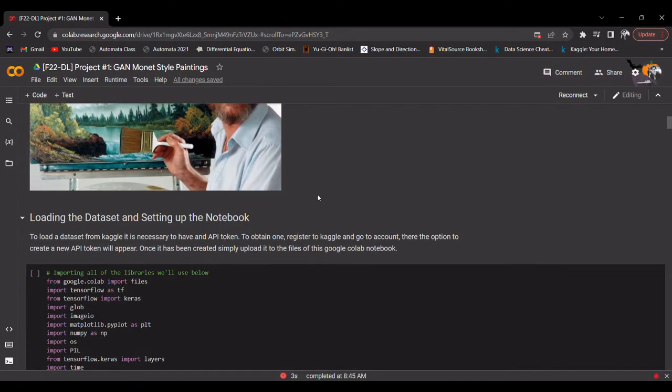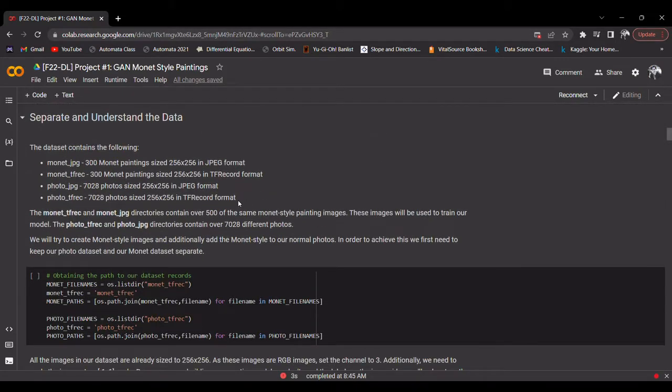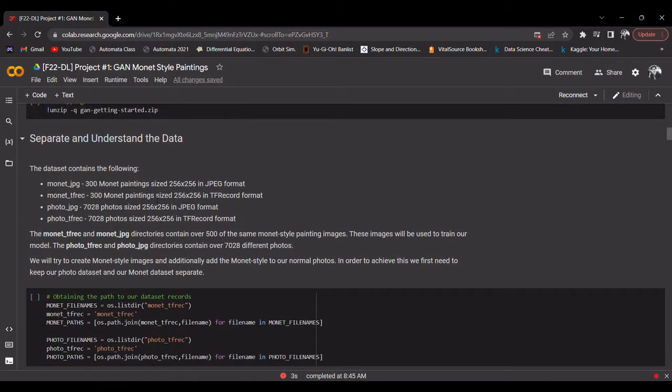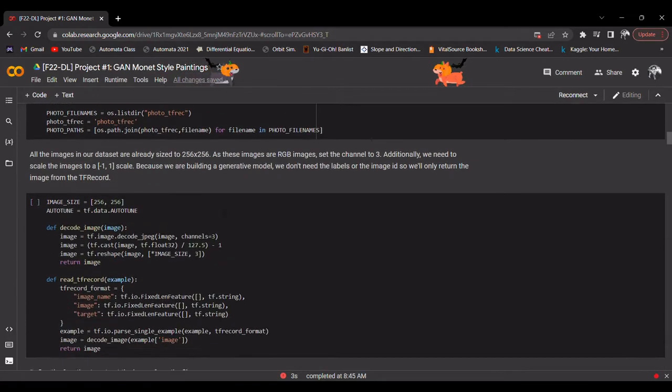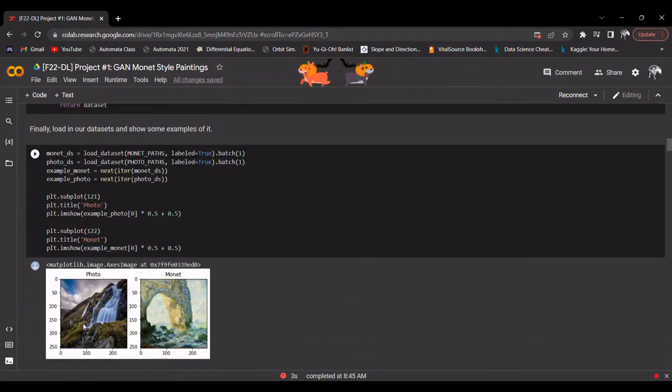Our dataset specifically consists of 300 Monet paintings size 256 by 256, and then also 7,028 photos in the same size. And essentially, these are the styles that we're applying to these 7,000 images. That's the objective. So here's our photo, and here's a picture of the Monet style picture.